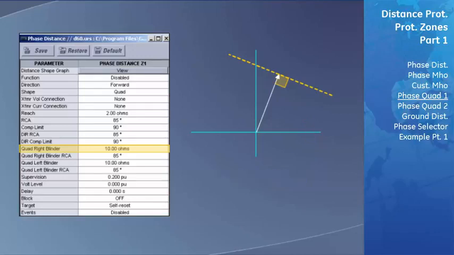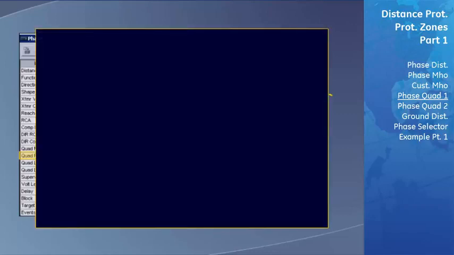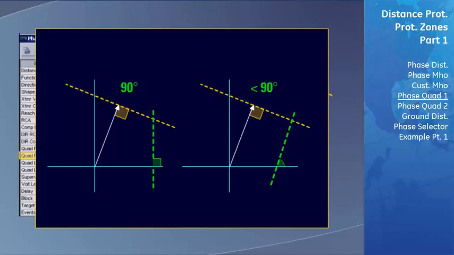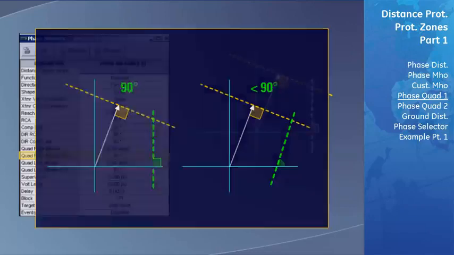The next of these comparators is the quadrilateral right blinder reach characteristic angle, which is labeled quad right blinder RCA. This setting determines the angle of the right blinder and is configured in degrees from the positive direction on the x-axis. An angle of 90 degrees will result in a right blinder that is perpendicular to the x-axis. An angle less than 90 degrees will result in a right blinder that covers less of a resistive area along the x-axis and more resistive area as the inductiveness increases. Along with the quad right blinder setting, this setting establishes the maximum amount of positive resistance impedance that will be included in the quadrilateral zone of protection.